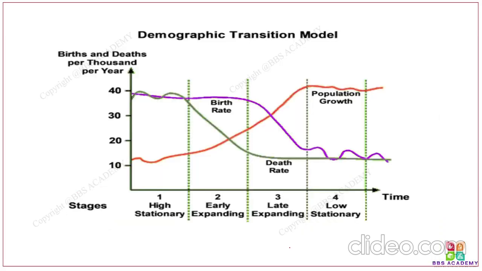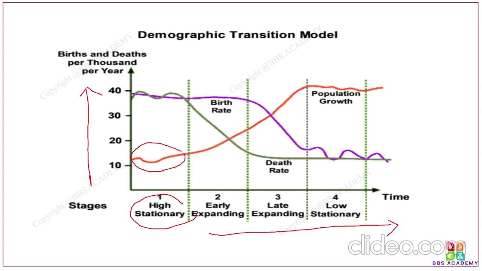If we see the graphical representation of the demographic transition model, the horizontal axis represents the time or the different stages of different time periods, and the vertical axis represents the births and deaths per thousand. If we see the first stage, high stationary, here the population growth is at a low level. The death rate is very high and the birth rate is also high. In the high stationary stage, the death rate is fluctuating.